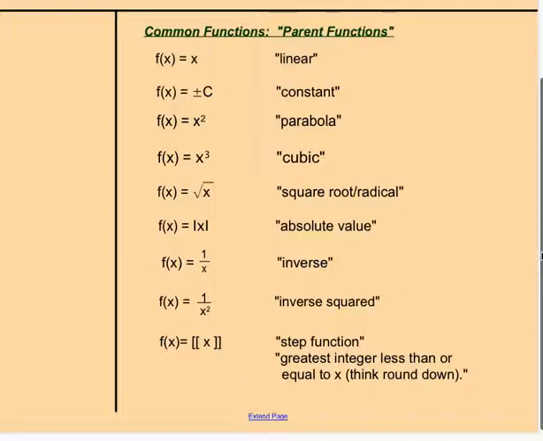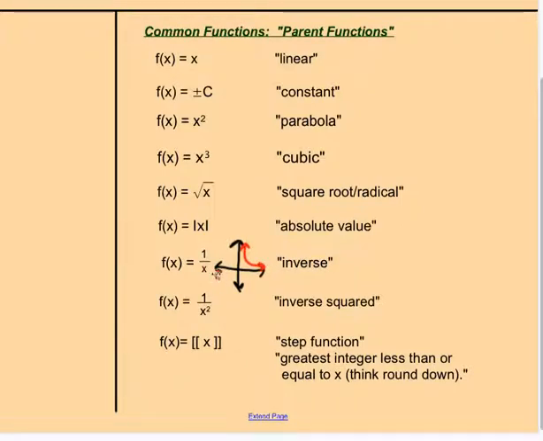So hopefully parabola you're familiar with, the U shape, cubic, I've heard students call it the snake. The square root is half a sideways parabola. Absolute value is the V. The inverse and inverse square I'm going to sketch for you. So the inverse is a hyperbola. It has asymptotes along the x and the y axis.